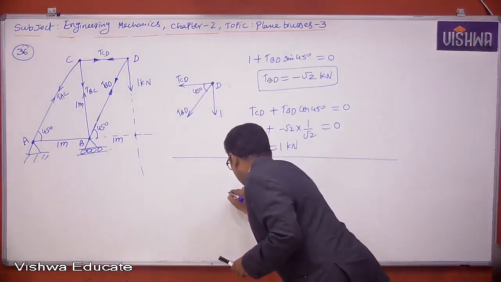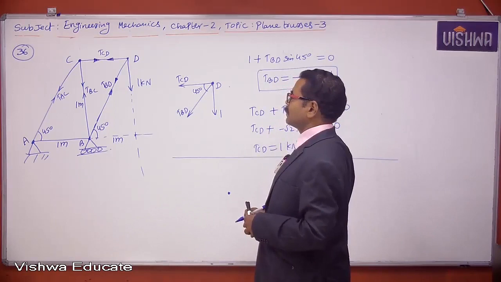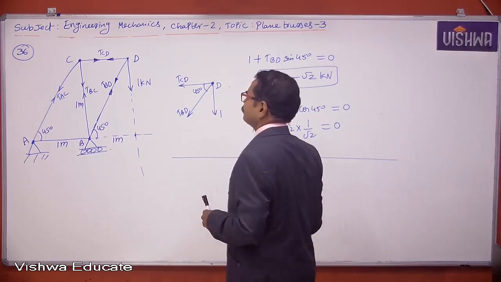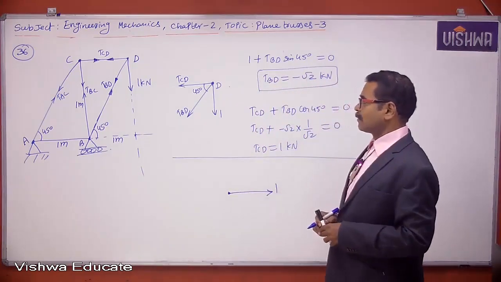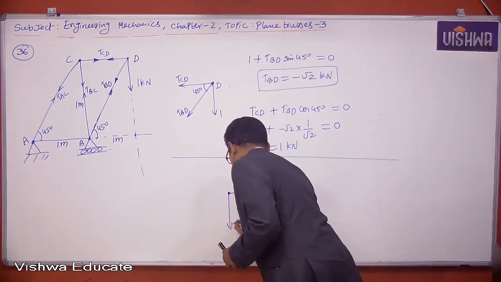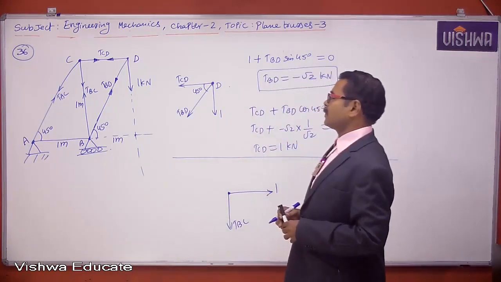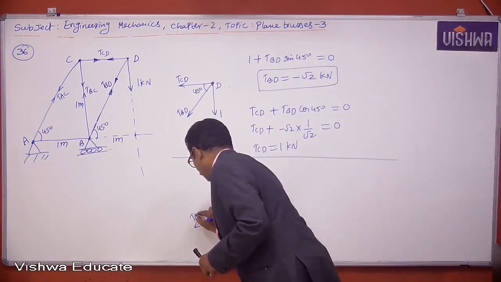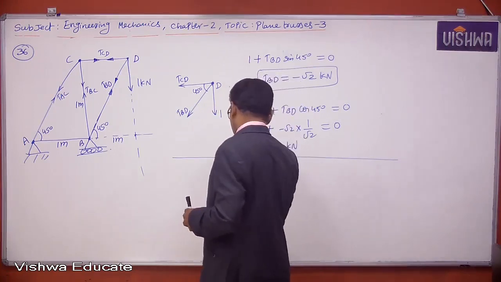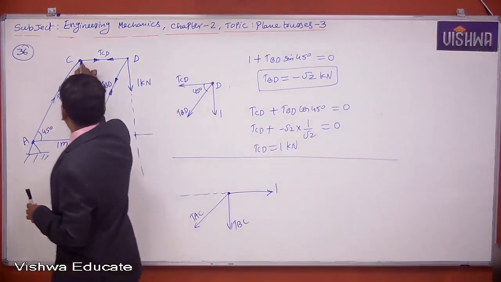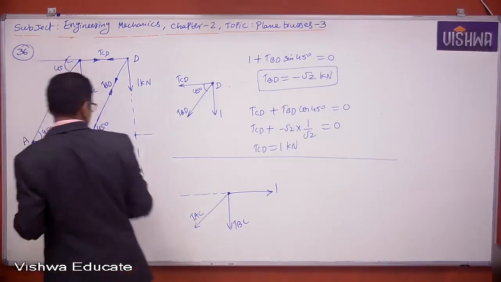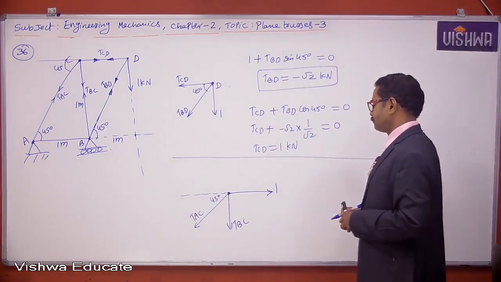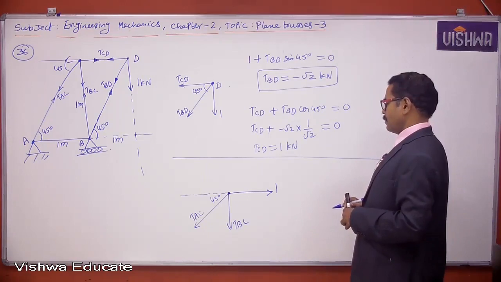Now with respect to C, what is the direction of TCD? Rightward. What is TCD? 1. So this is 1. With respect to C, what is the direction of TBC? Downward. This is TBC. With respect to C, what is the direction of TAC? Again downward. This is TAC. What is this angle? Definitely this angle also. If this angle is 45, this angle is also 45 degrees. Right?